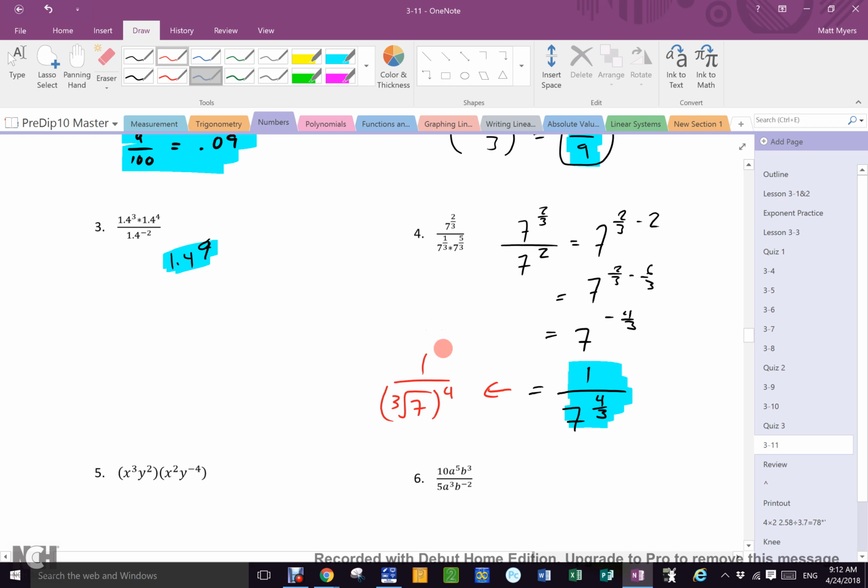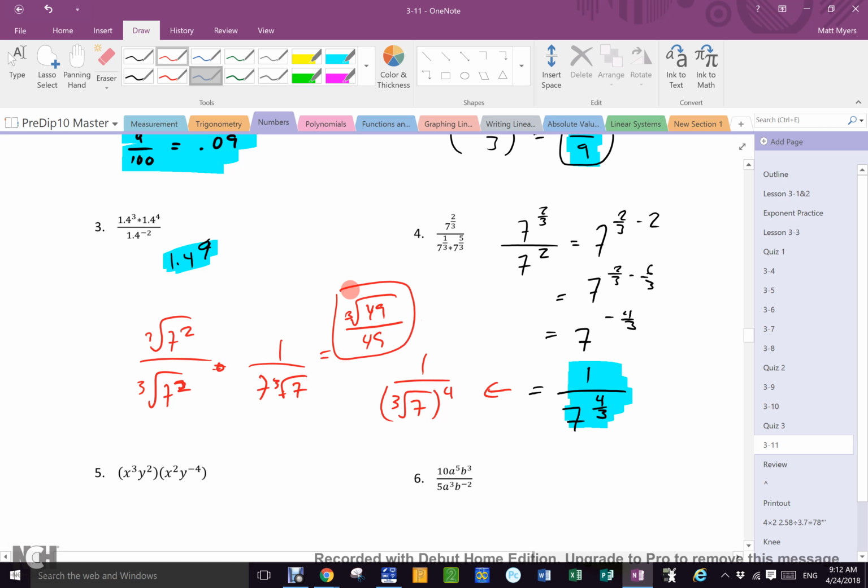You could, if you really wanted to, go 1 over the cubed root of 7 to the 4th, which would be 1 over 7 times cube root 7. Technically you can't have a cube root on the bottom, so you would multiply by the cubed root of 7 squared over the cubed root of 7 squared, which would get you the cube root of 49 over 49. That would be the best possible answer you could go to.